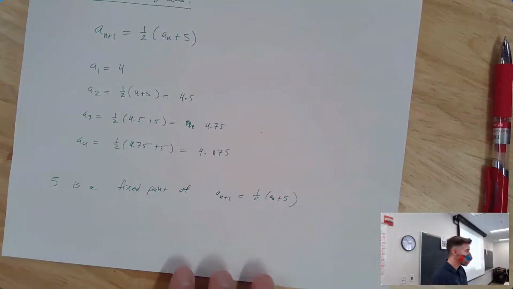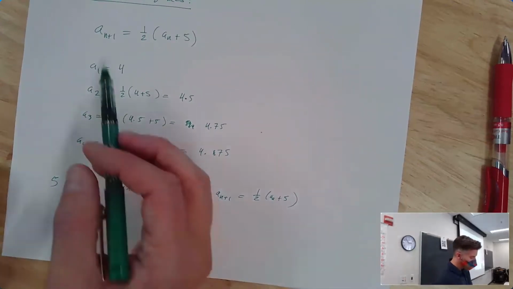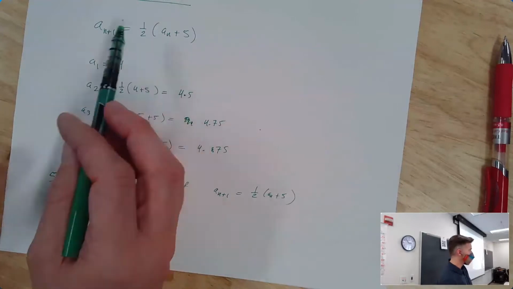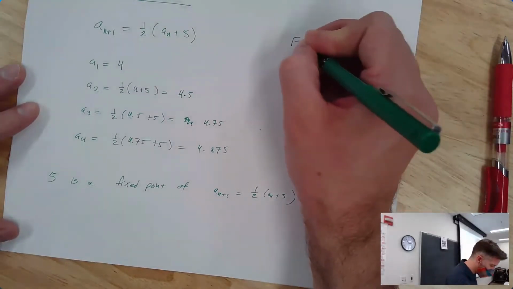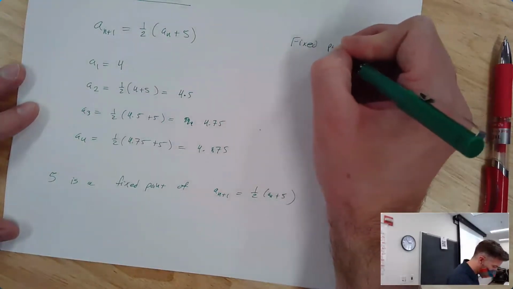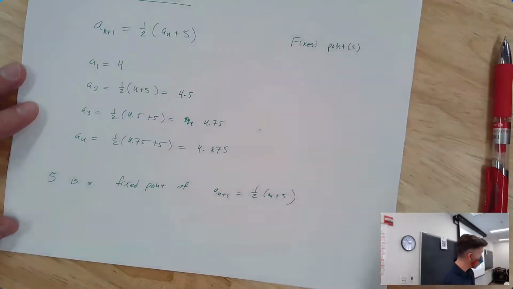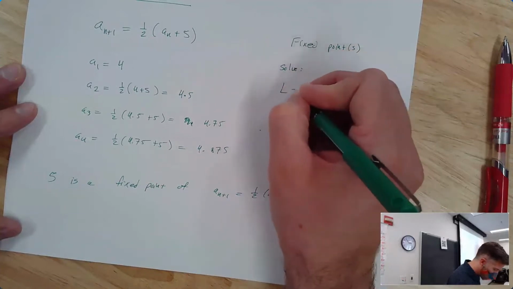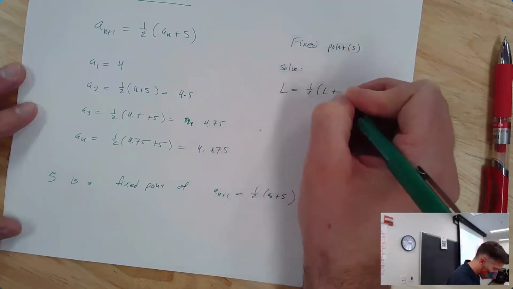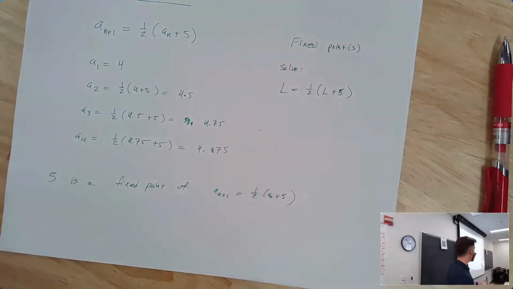How do you find it? You find it by setting both of these a sub whatever equal to whatever variable you want to call it. The typical choice is capital L, because we're often thinking of it as the possible limit of the sequence. So the way we find the fixed point of this sequence, or fixed points, I should really say, because there can be more than one, is by saying I'm going to solve L equal to 1/2 times L plus 5. I'm making the assumption that if I plug something in, it's going to give me the same thing back. And then I'm trying to figure out what that thing is.